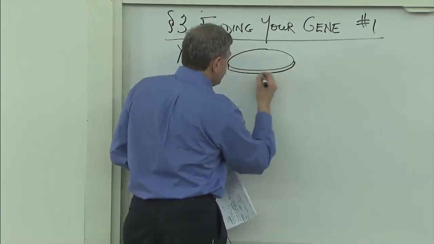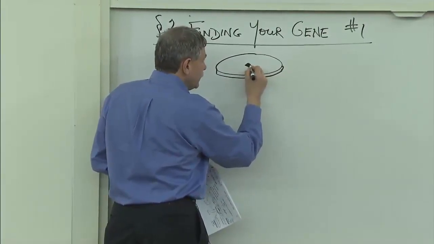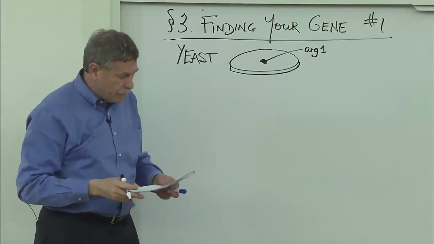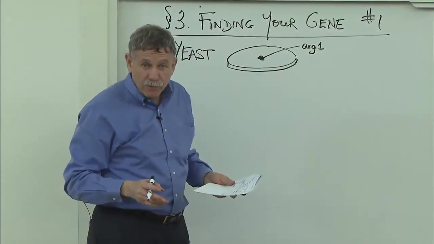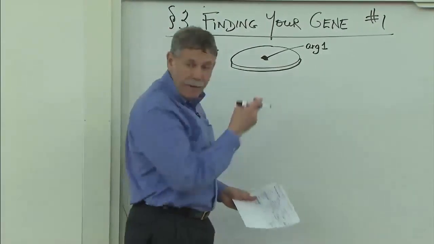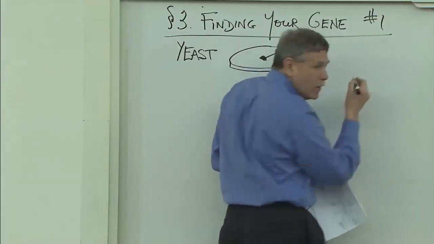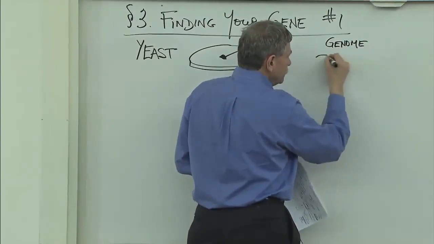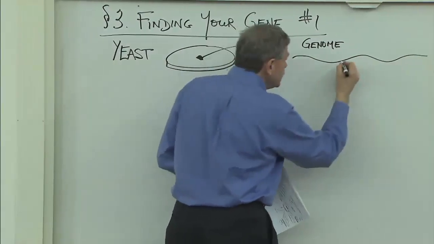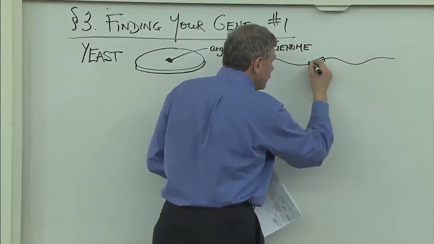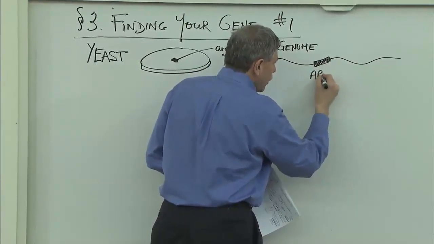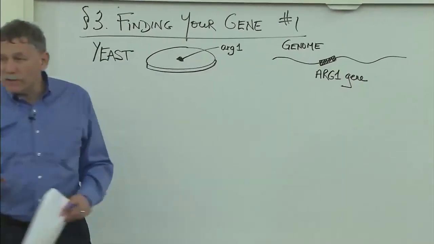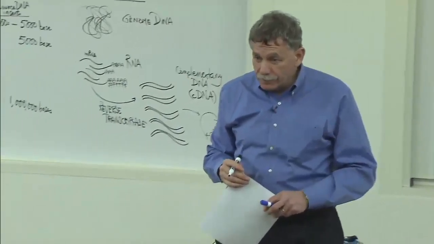Here's my Petri plate. Here's my yeast mutant. And let's call that mutant ARG1 because it has a mutation somewhere that prevents it from growing without arginine. It needs arginine. Remember that, right? All right, so that means somewhere in the genome. Here's the genome of yeast. Long genome of yeast. Somewhere in there will be this ARG1 gene. It's a small part of this whole genome, and we want to find it.